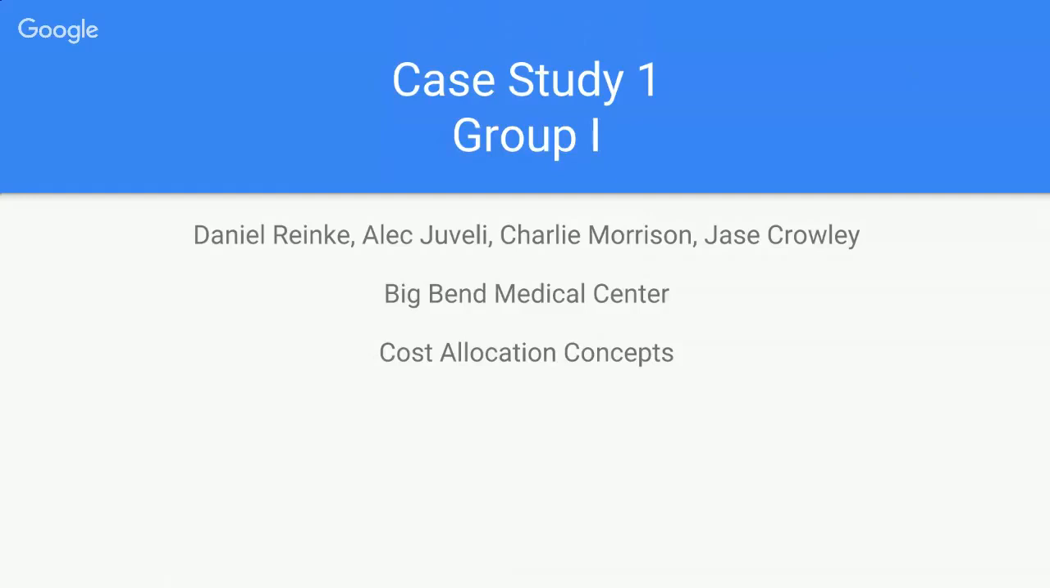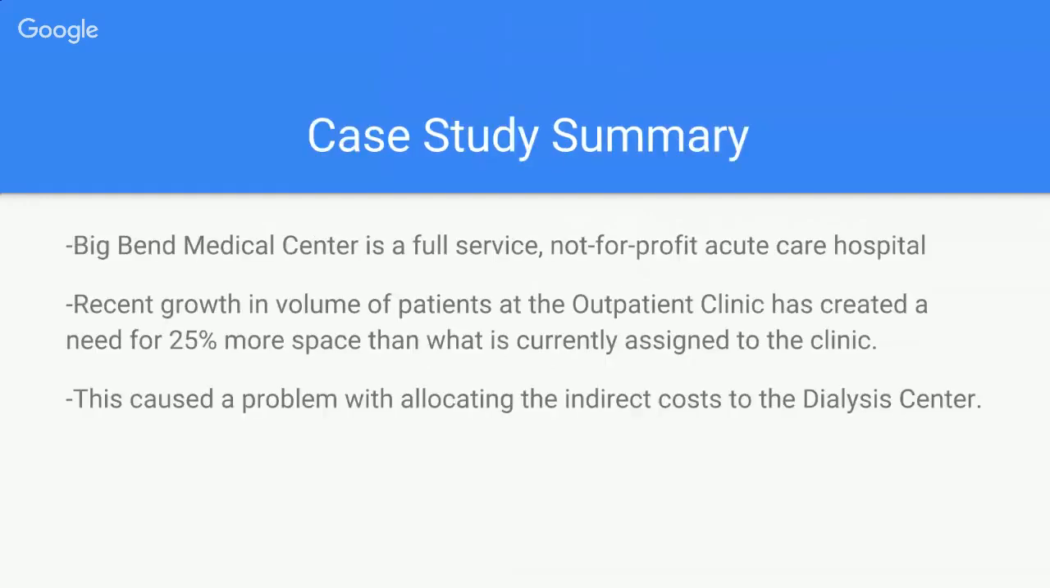We decided to do Big Bend Medical Center for case study one. So for the case study summary, the Big Bend Medical Center is a full-service, not-for-profit acute care hospital. There's been a recent growth in volume of patients at the outpatient clinic, and that's created a need for 25% more space than what is currently assigned to the clinic.